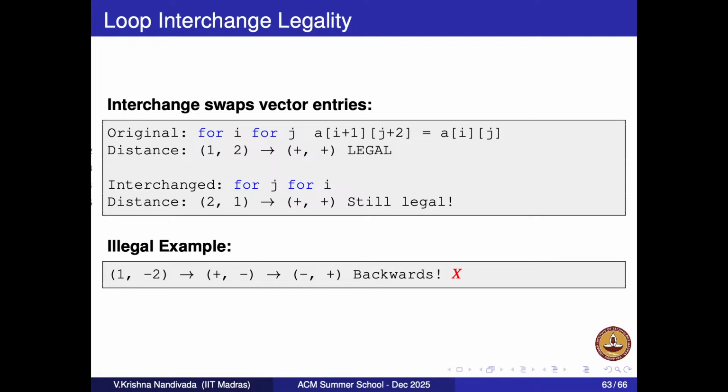Similarly, say instead of plus, let's say I have 1 comma minus 2. The dependence was 1 comma minus 2. After transformation, plus minus will become minus plus. This will not work. Okay. But if it is plus plus, after transformation also it will remain plus plus. Okay.